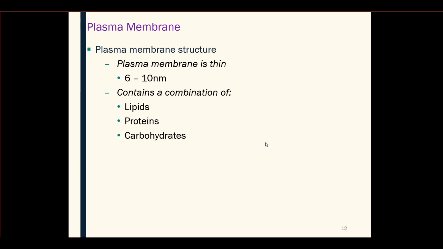So as far as the actual structure of the plasma membrane, this is a relatively thin membrane. It's anywhere from 6 to 10 nm. NM stands for nanometers, so it's extremely thin. If we were to look at what makes up the cell membrane, we'll see that it's made up of things that we know from previous lessons: lipids, which are like fats, proteins, and carbs, which are sugars, right? We're going to take a look at each one of these, the lipids, the proteins, and the carbohydrates.